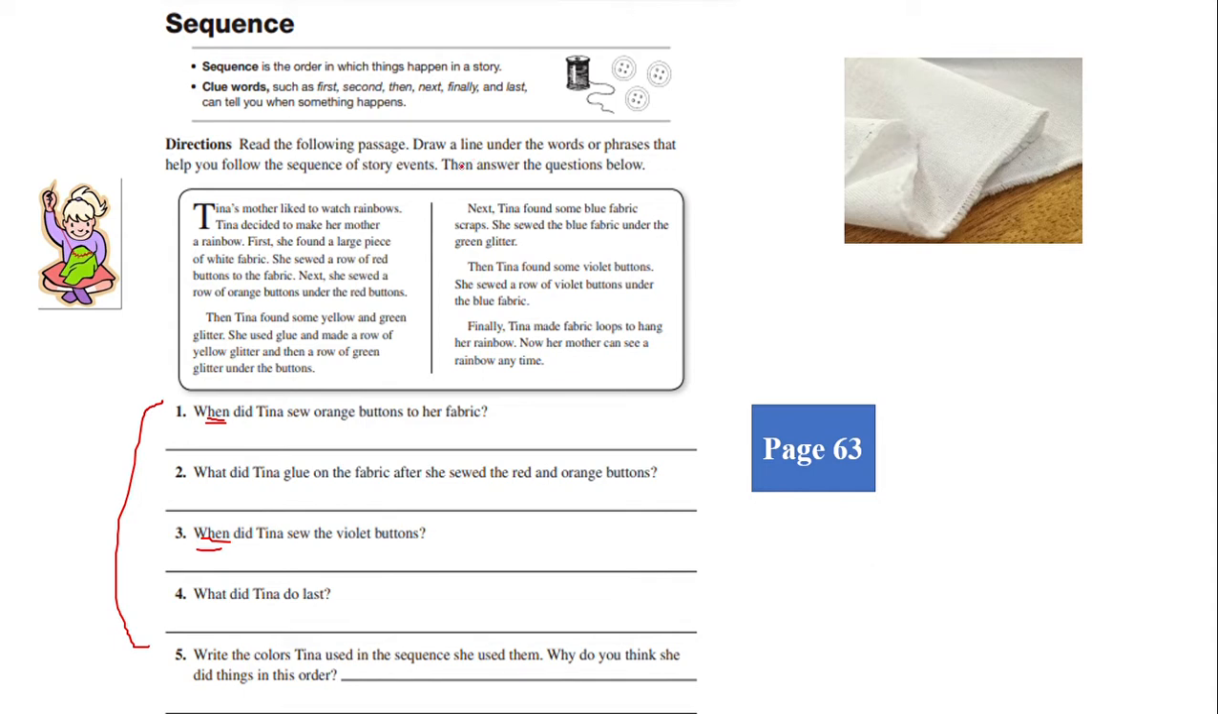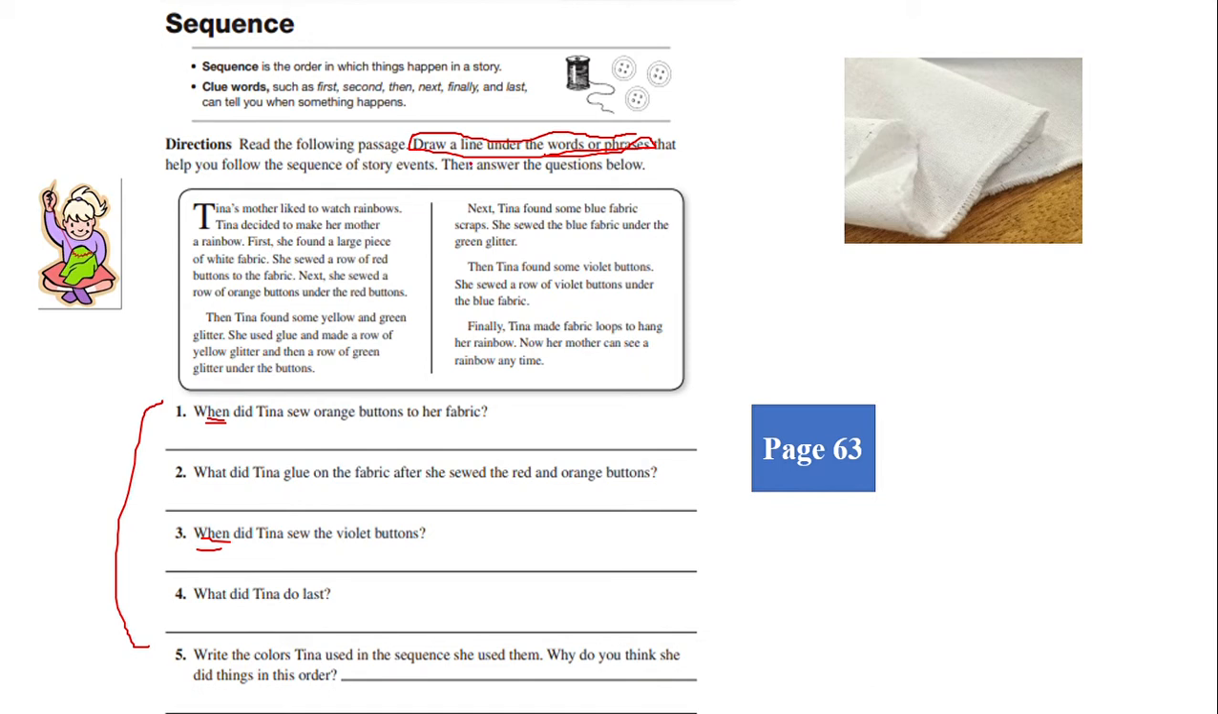Read the following passage, draw a line under the words or phrases that help you follow the sequence. So we will draw a line under the words that help me know the sequence of the events. And then we will answer. Tina's mother liked to watch rainbows. Tina decided to make her mother a rainbow. So her mother liked to watch rainbows. So what did Tina think of? She thought of making her mother a rainbow.